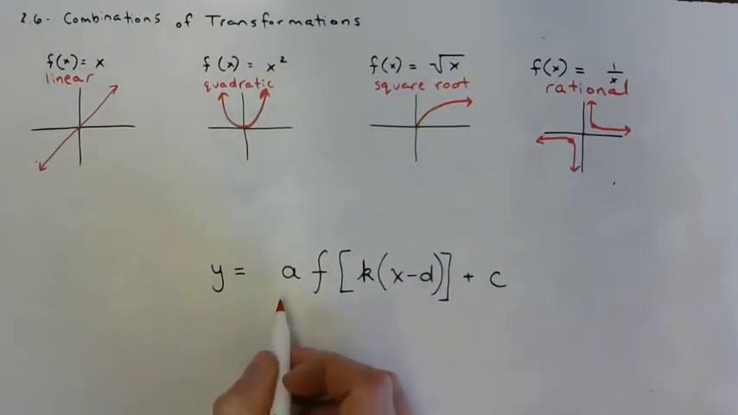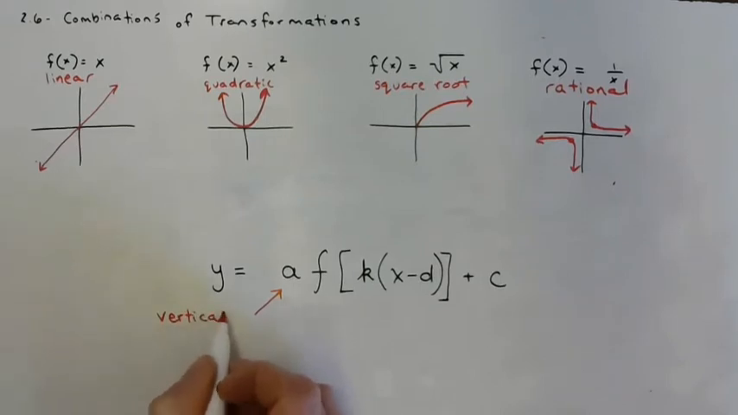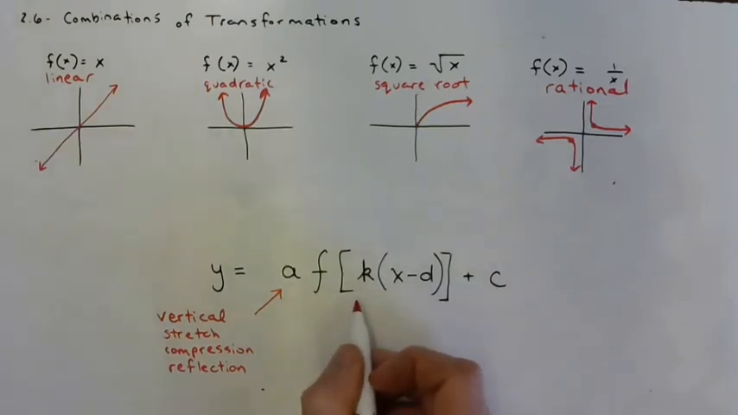So what does a do again, please? Stretch or compress. Be more specific. Vertical. Do we write this? Yes please. Vertical stretch, compression, or reflection. What does k do?